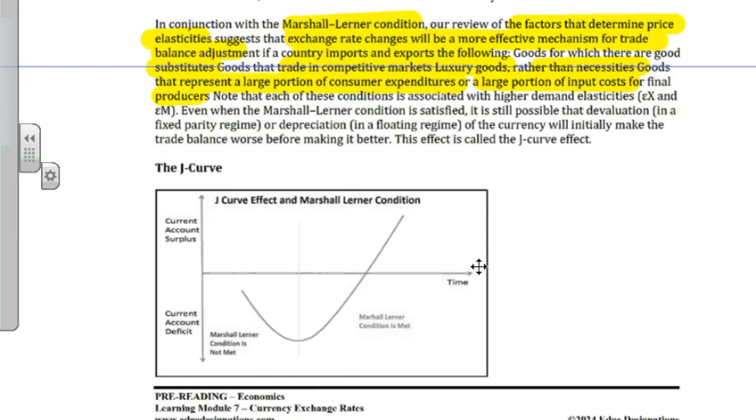Even when the Marshall-Lerner condition is satisfied, we can still have a devaluation or depreciation of a currency, and sometimes what happens is it gets worse before it gets any better, and that's called the J effect. It goes down a little bit first, gets worse, but as per the Marshall-Lerner condition, we do expect it to go up, and there it kicks in. But it does take a little bit of time.